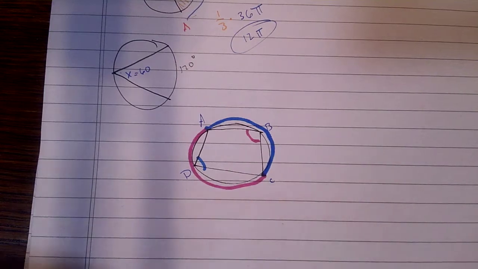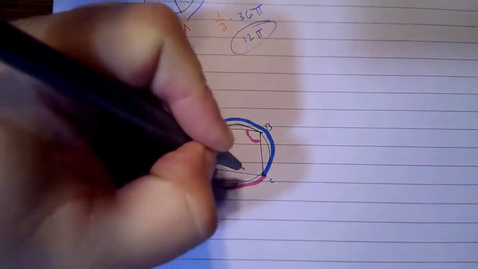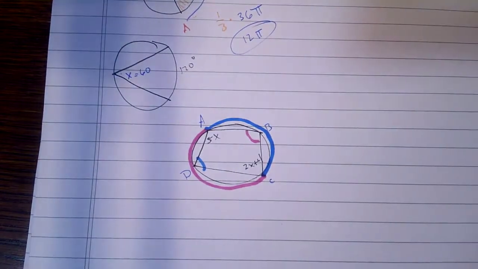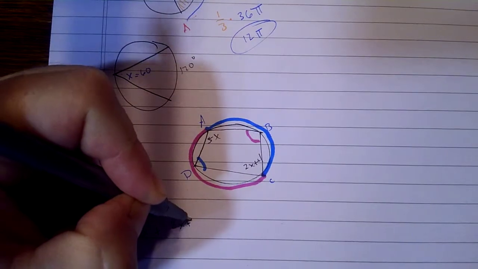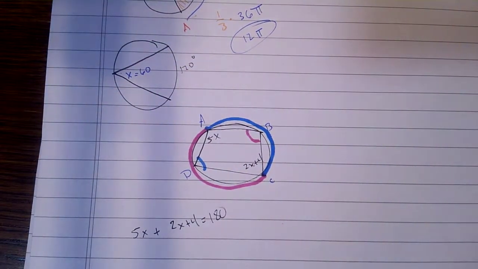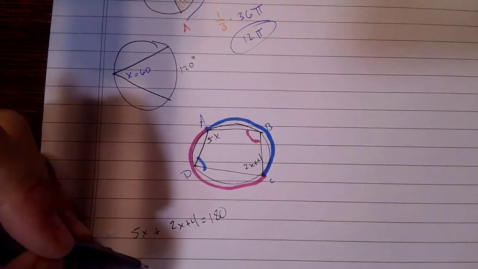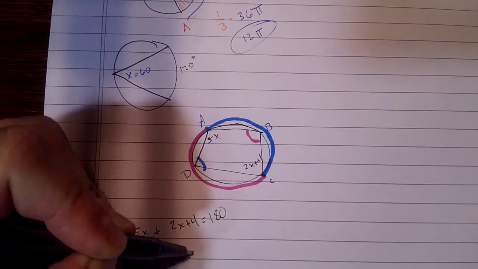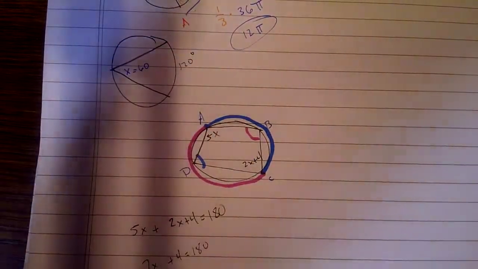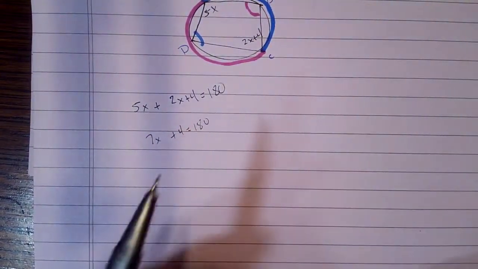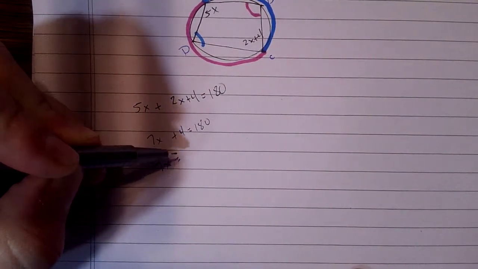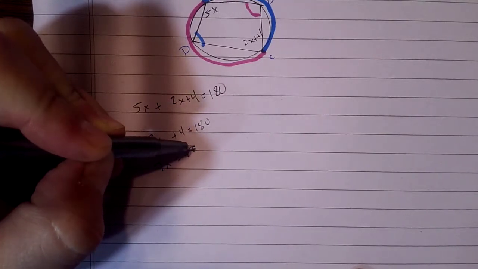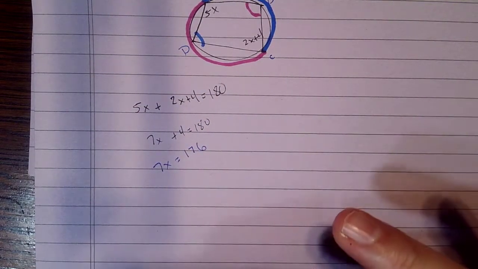So let's just do a quick example. Let's say this is 5x and this is 2x plus 4. How would I solve for x? Well, I would say 5x plus 2x plus 4 equals 180. And I would solve that. So 5 and 2, that gives me 7x plus 4 equals 180. Minus 4 from both sides. We end up with 7x equals 176.